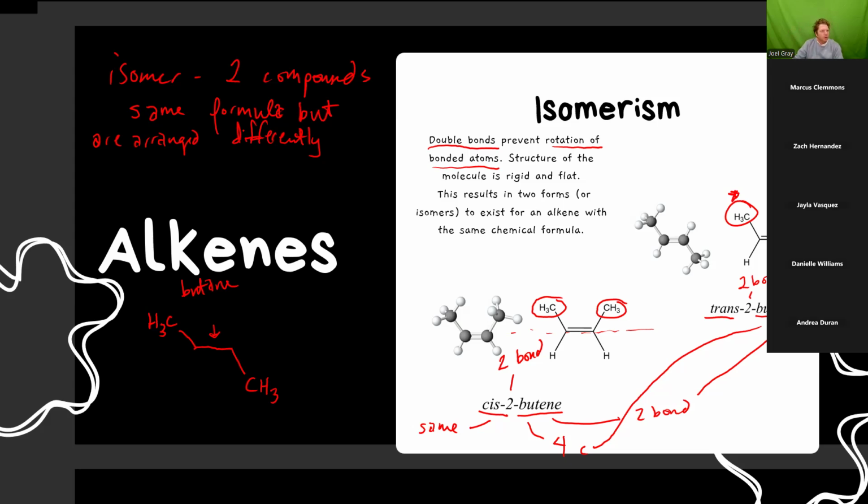So now what we want to do. So isomerism and specifically cis-trans isomerism. This is where we have groups that are positioned opposite or same. Our cis butene, well, they're on the same side of that double bond. Trans, they're on the opposite sides of that double bond.